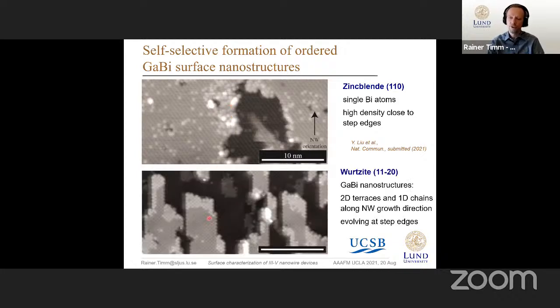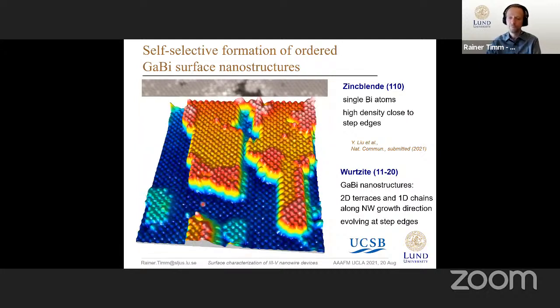But if we are on the Wurtzite facet, we see beautiful nanostructures, as the bismuth atoms like to sit together, forming two-dimensional islands of gallium bismuth or one-dimensional chains of gallium bismuth at the edges. And this gallium bismuth is a material, again, which is not stable in bulk structure. So it's a new type of material, and we have this very nice self-selective formation of one-dimensional or two-dimensional nanostructures, depending on the crystal phase that we have. Here's a nice 3D rendered image of the same structure.